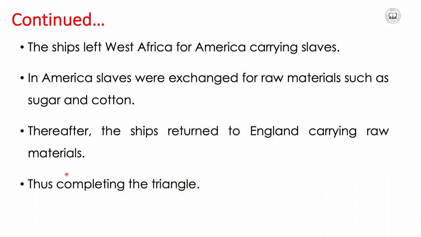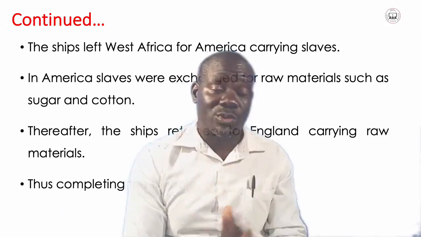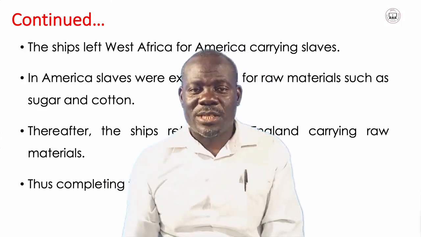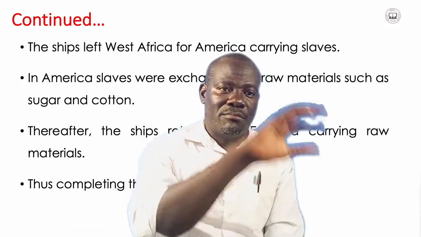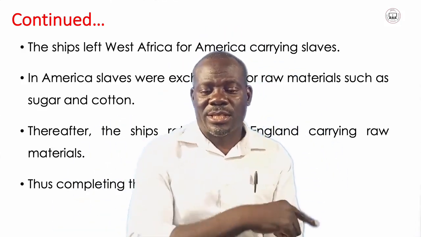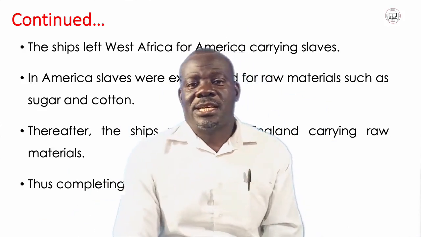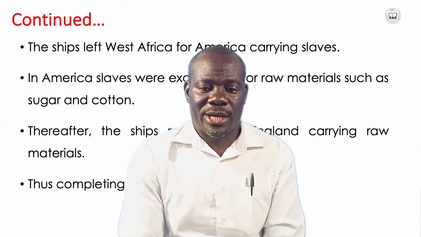So in this way, they completed the triangle trade. That's what we call the triangle trade: from England, West Africa, America, back to England. So the circle of slave trade in West Africa made the triangle, or the Great Triangle.